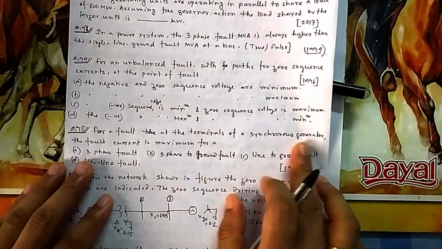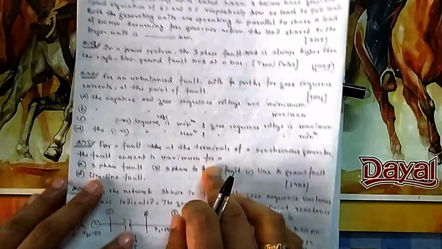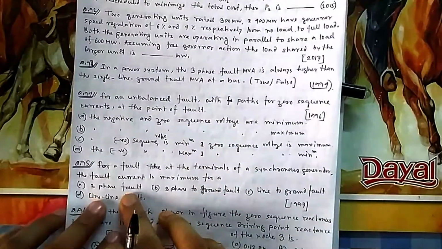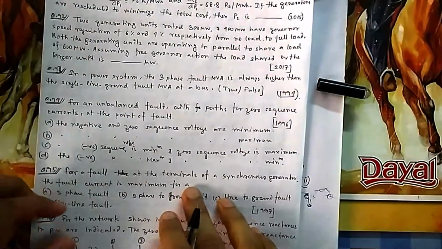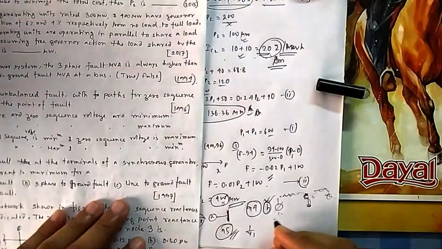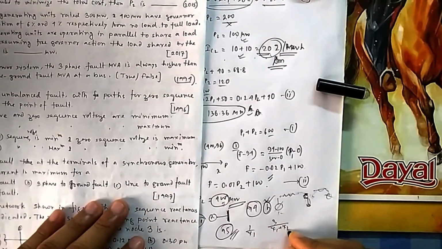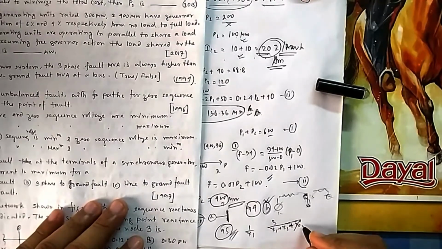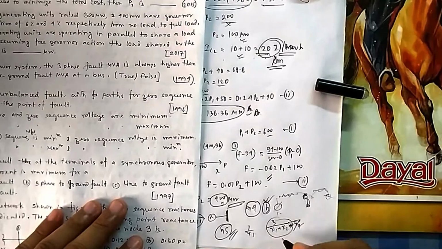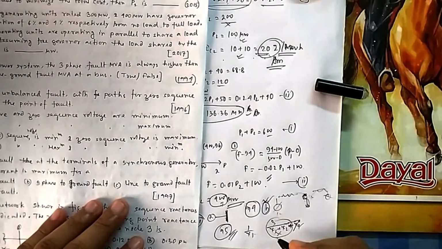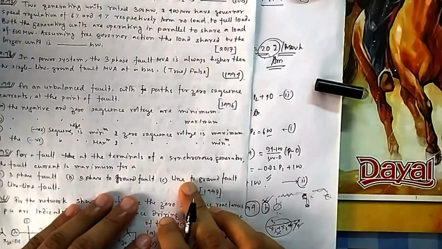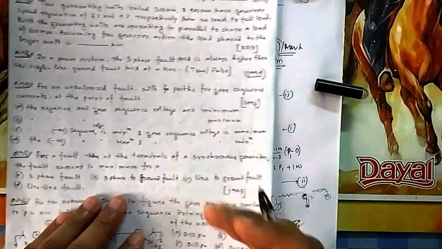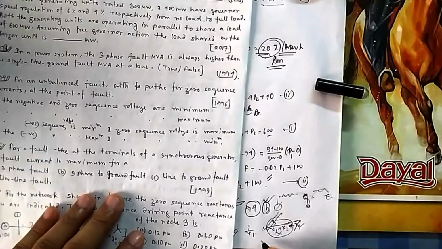Now if you come to 95, for a fault at the terminals of the synchronous generator, the fault current is maximum for which fault? Just now we have explained this. You can think of 3-phase to ground fault, that is okay because it was 1 by x1. But you can think of LG fault also. LG it is 3 by x1 plus x2 plus x0. But in case of a synchronous generator, Z1, Z2, Z0 become negligible. So it becomes higher than this one, because if these two are equal, then it becomes 1.5 times. So your single line to ground fault gives more current if it is at the terminals of the synchronous generator. So this is the answer, that is LG fault.